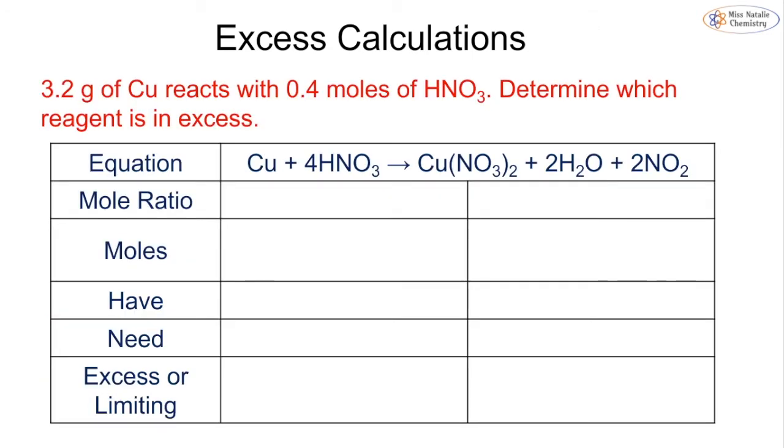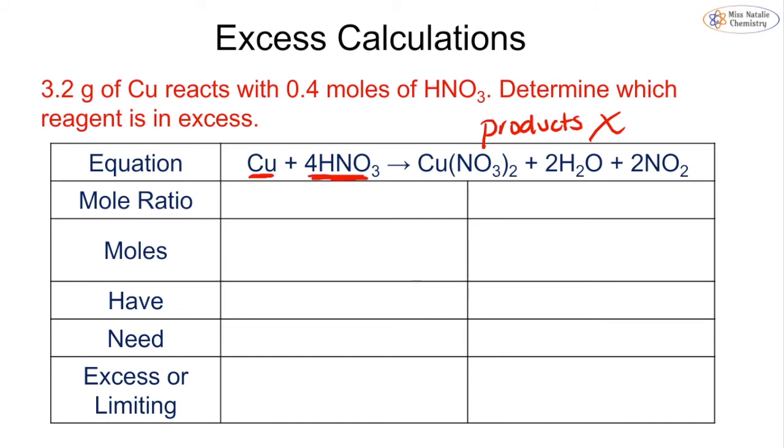So we have 3.2 grams of copper reacting with 0.4 moles of nitric acid, and we want to determine which reagent is in excess. Now, they've given us the equation, so we don't need to write that out. Typically, for an excess calculation, you'll be given the equation just to make sure that you use the right ratios. So we are only interested in the copper and the nitric acid. We actually don't care about the products. They are not the purpose of this calculation. We are only interested in the reactants.